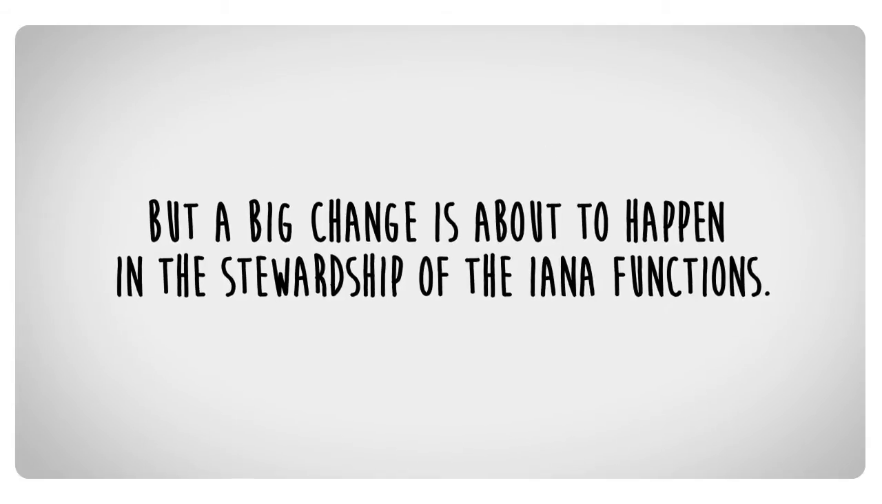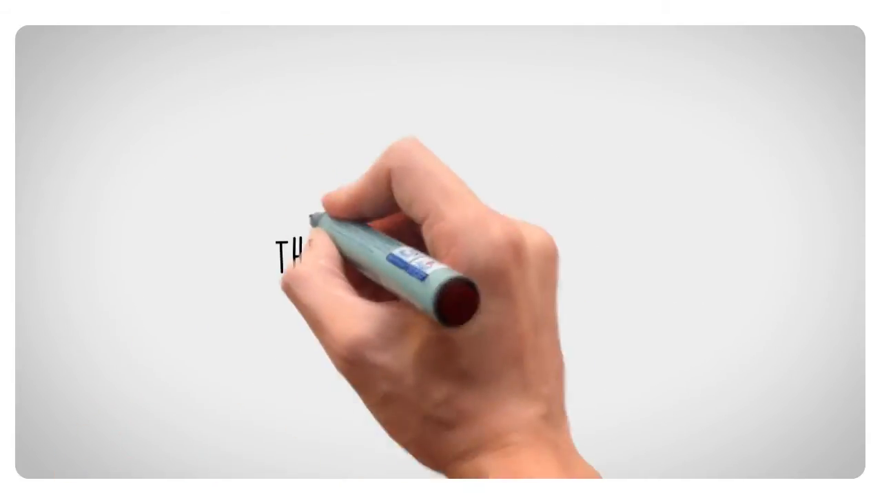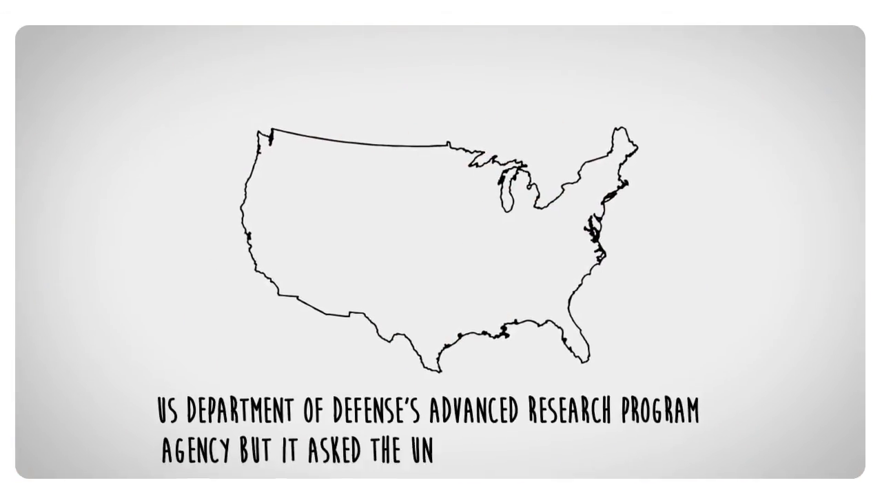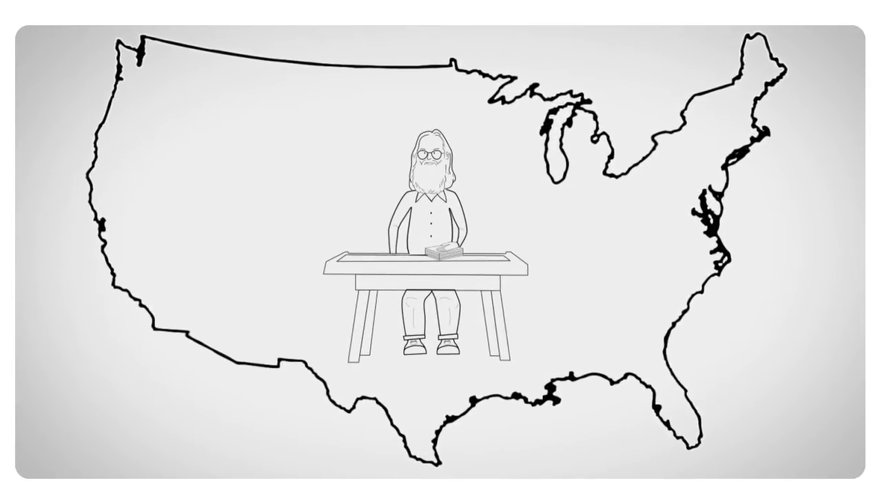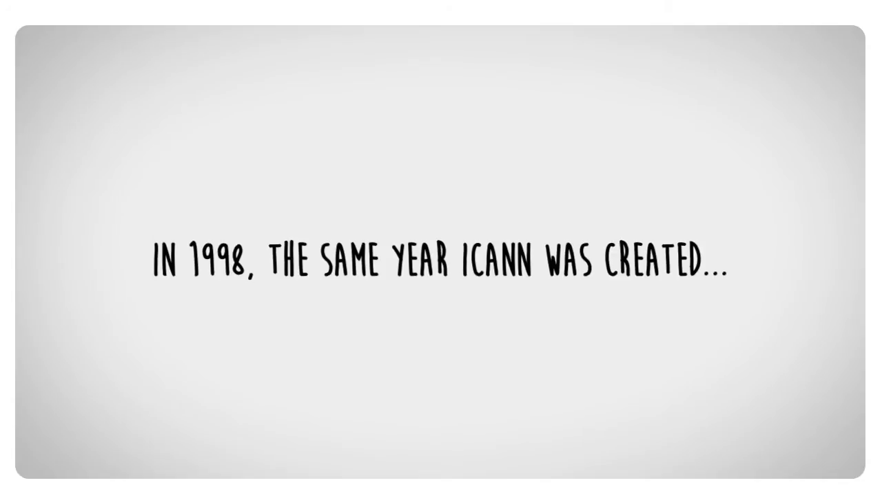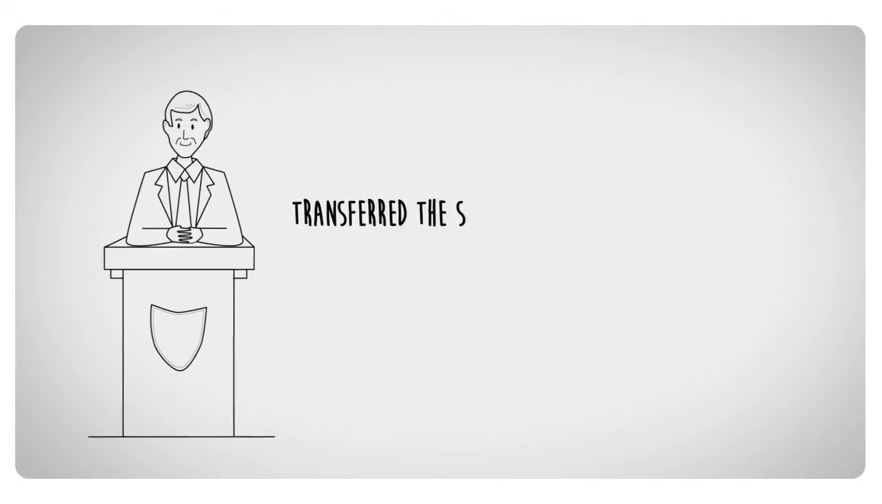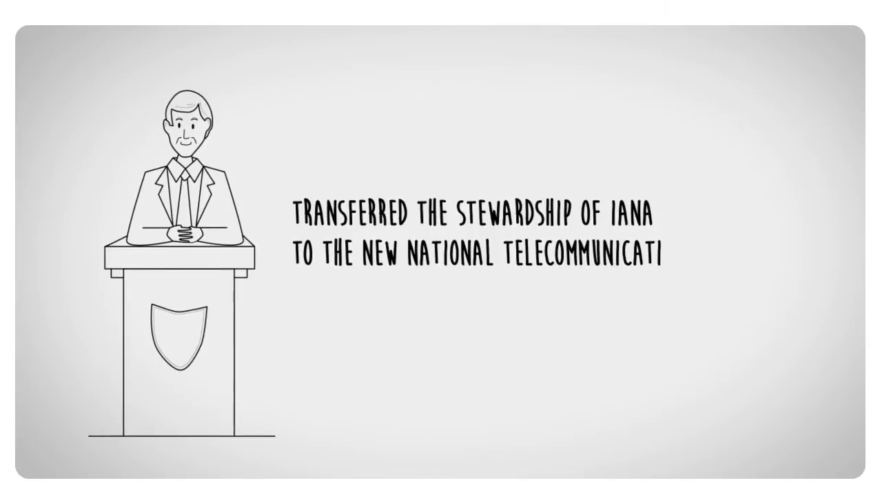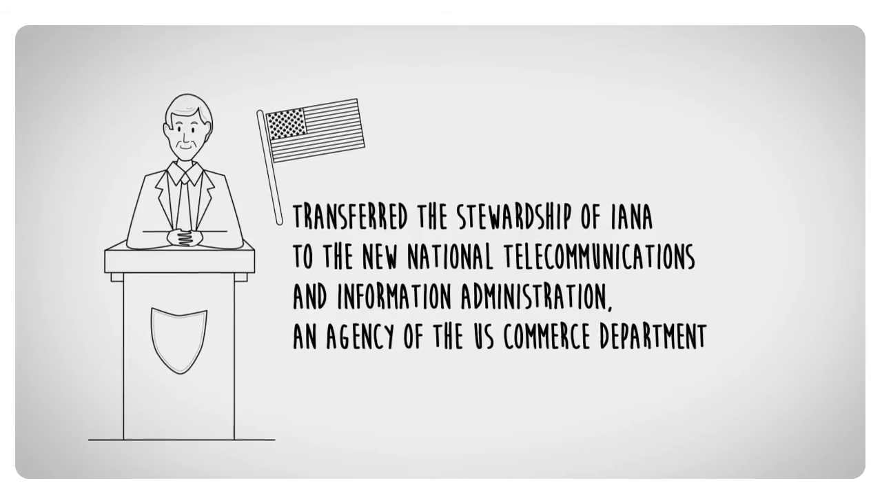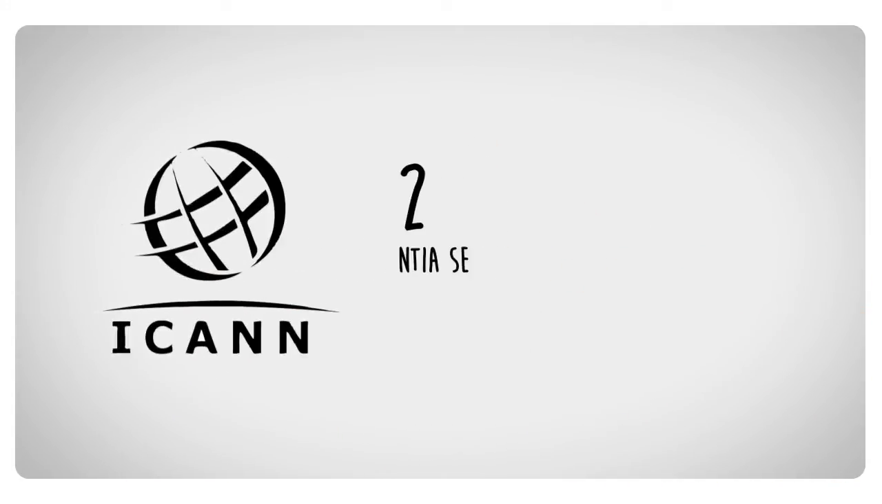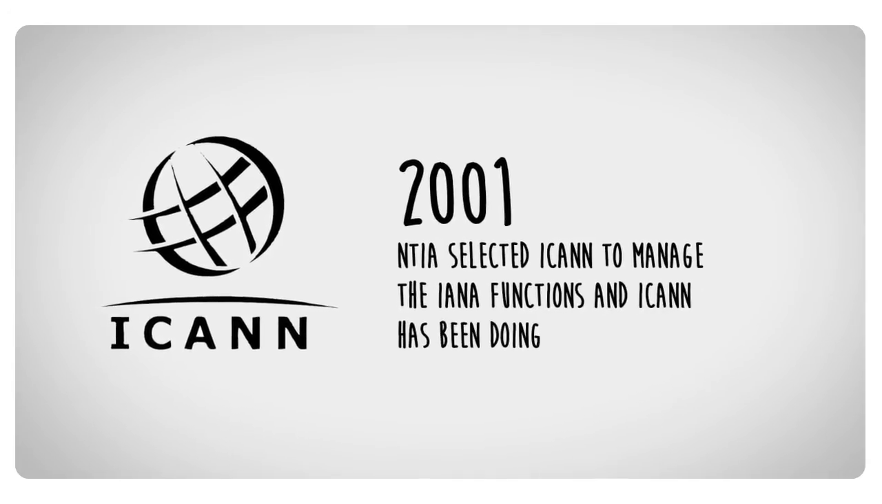But a big change is about to happen in the stewardship of the IANA functions. The United States government always has had that authority. Originally, it belonged to the US Department of Defense's Advanced Research Projects Agency, but it asked the University of Southern California and John Postel to do the IANA work. In 1998, the same year ICANN was created, President Clinton transferred the stewardship of IANA to the new National Telecommunications and Information Administration, an agency of the US Commerce Department. 3 years later, NTIA selected ICANN to manage the IANA function, and ICANN has been doing it ever since.